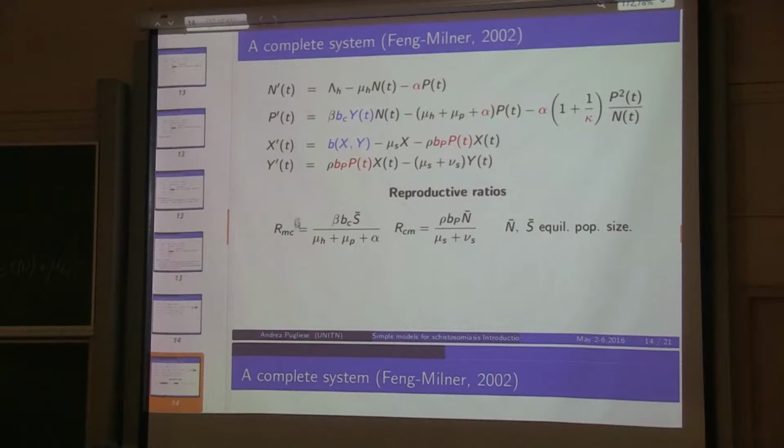Reproduction ratio is one of the key things in epidemic models. So one can count what I call an RMC, the average number of Cercaria produced by a newly produced Miracidia, and this comes from the probability of being able to infect a snail. Okay, I mixed them up. It's the opposite. It's from human to snail.